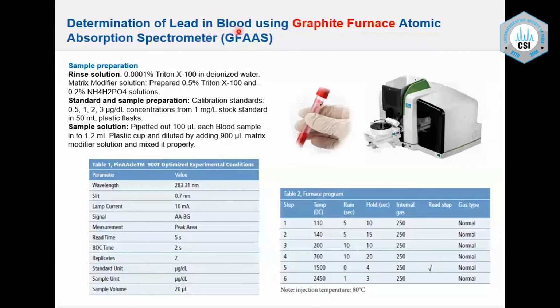Lead was determined in a blood sample. You know what the advantage of the graphite furnace is? In a graphite furnace, you can inject viscous samples.